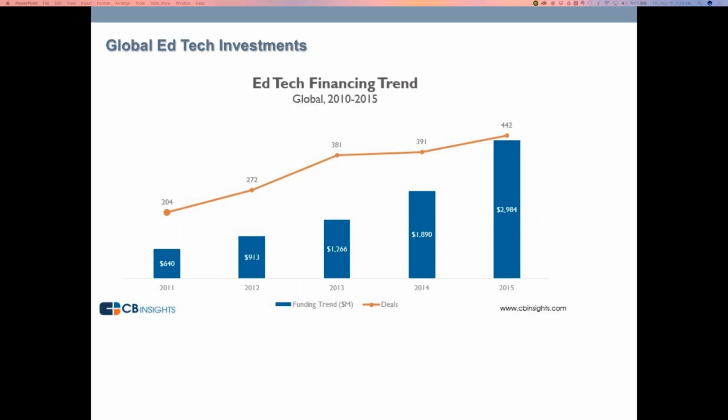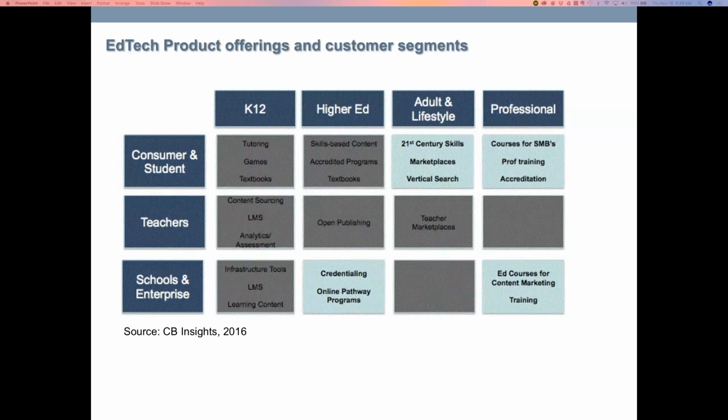So let's look at the investment trends for the education technology market. In global edtech, during the past 5 years, in the US there were millions of dollars invested in the sector. And you can see significant growth in 2015, almost double. And these are the sectors that received significant investments in recent years. You can see that from K-12, higher education and adult learning, and also professional courses.